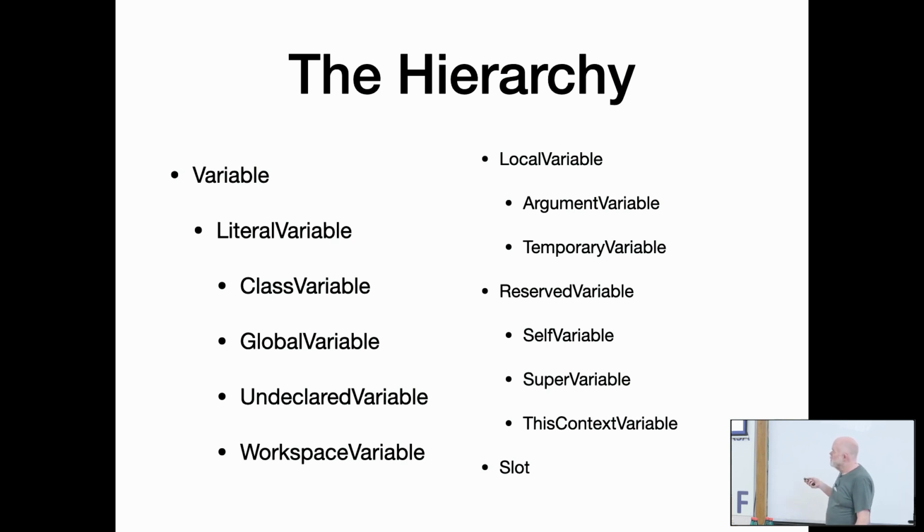So that means there is something called LiteralVariable, which is a superclass of ClassVariable, GlobalVariable, Undeclared, and the WorkspaceVariable. Then we have LocalVariable, which is a superclass of Argument and TemporaryVariable. So on that level, we do distinguish temps and arguments. And we have self, super, and thisContext as their own implementation. And Slot is the superclass of all instance-variable-like variables.